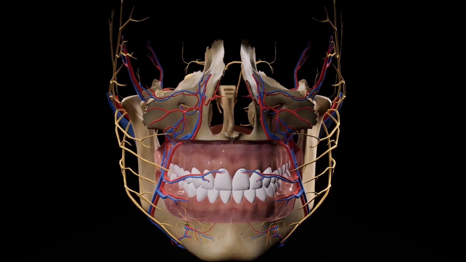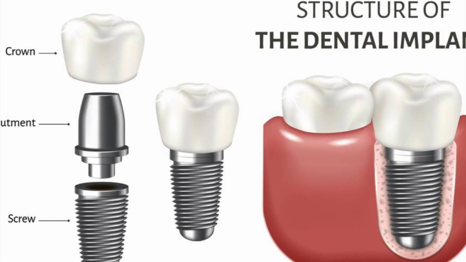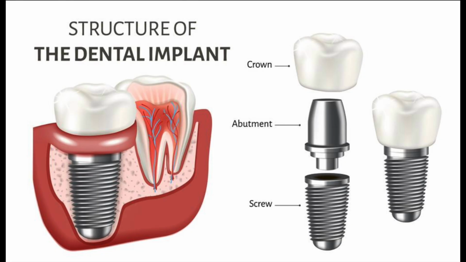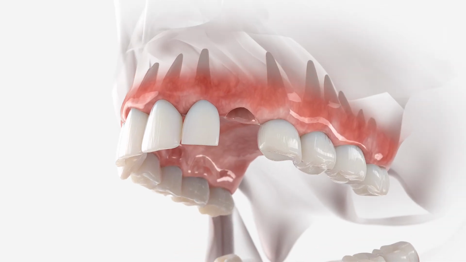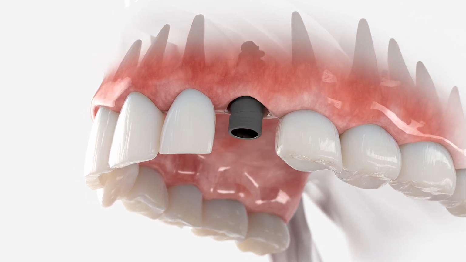5. Key concept: platform switching and clinical application. Finally, let's define one of the most significant concepts in modern implantology. Platform switching. In a standard connection, the abutment diameter matches the implant diameter. In platform switching, the abutment is intentionally narrower than the shoulder of the implant. Visual: comparison diagram of standard versus platform switched.